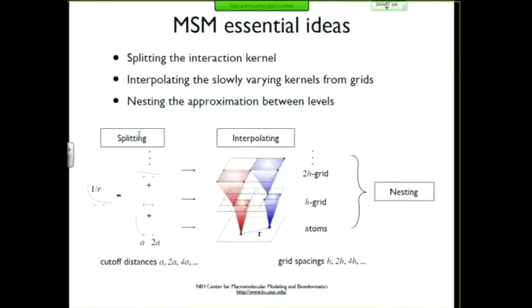And furthermore, we do a nesting of the approximation between the levels. Okay, so instead of just interpolating directly from the atoms to each level of the grid, what we're doing is we're interpolating through all the intermediate levels. And this is what gives us an order N algorithm.